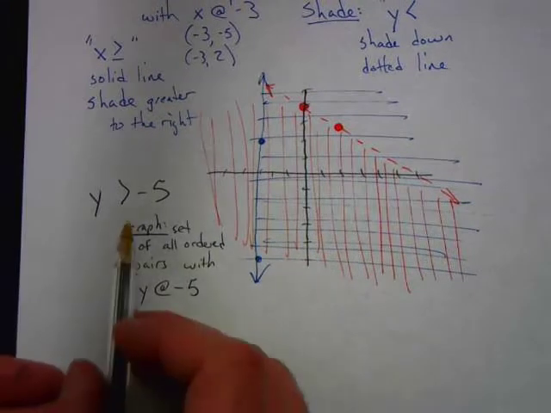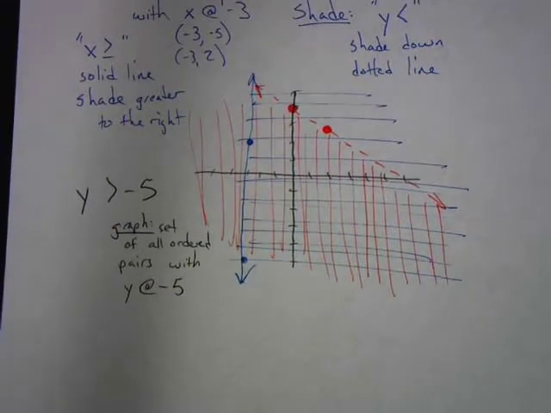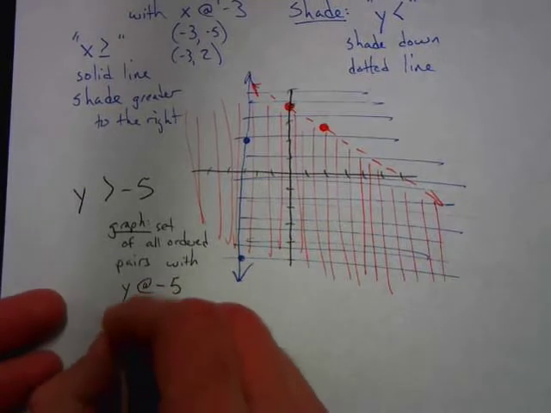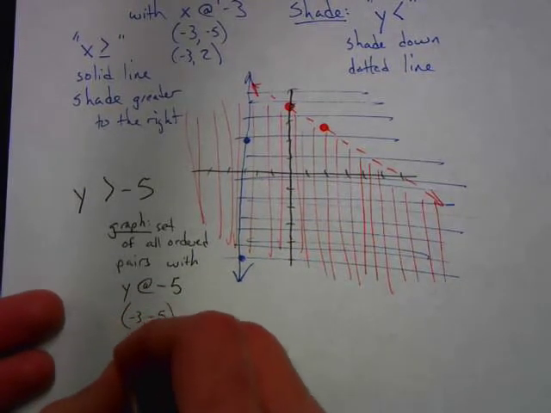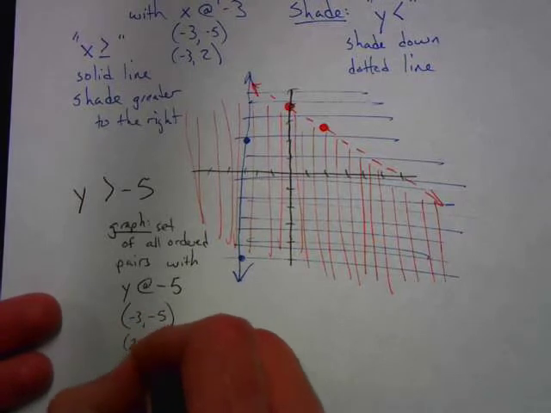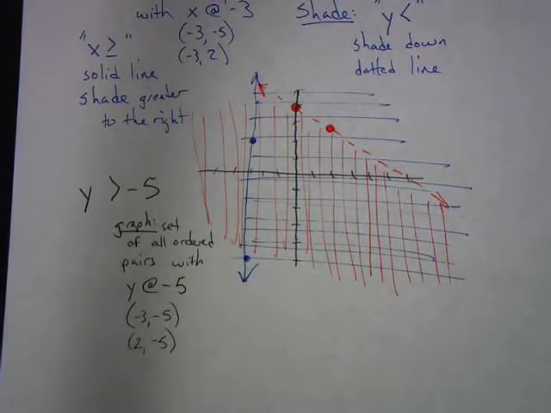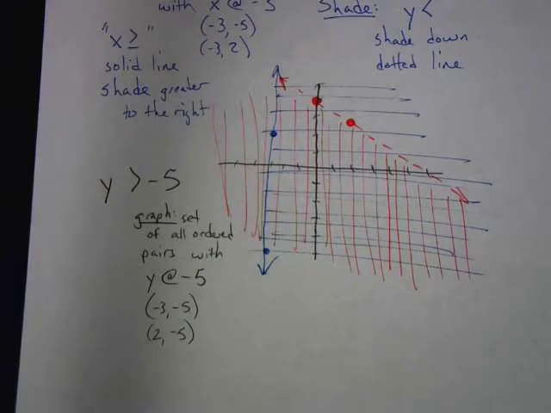So anyway, the graph is a set of all ordered pairs with y at -5. So we can pick a couple of examples, something like (-3, -5) and maybe (2, -5). So either way, we have a couple things going on with -5. The only question now is, what about the shading?